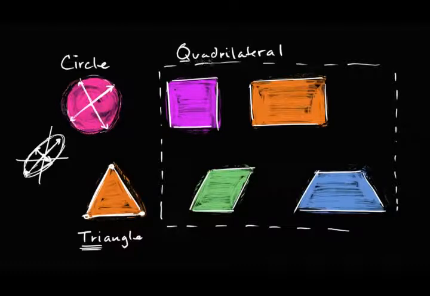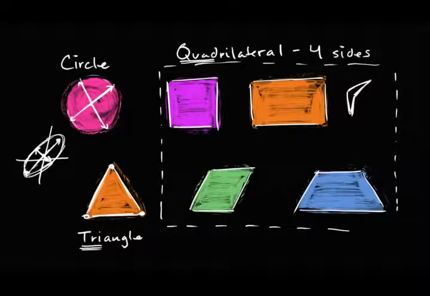Quadrilateral. And when you see this quad at the beginning of the word, that's a pretty good sign that you're dealing with the number 4. 4 sides. That's what quadrilateral means. But these are all different special cases of quadrilaterals. And actually, you could even have a quadrilateral that looks like this. 1, 2, 3, 4 sides. As long as it has 4 sides, it's a quadrilateral.